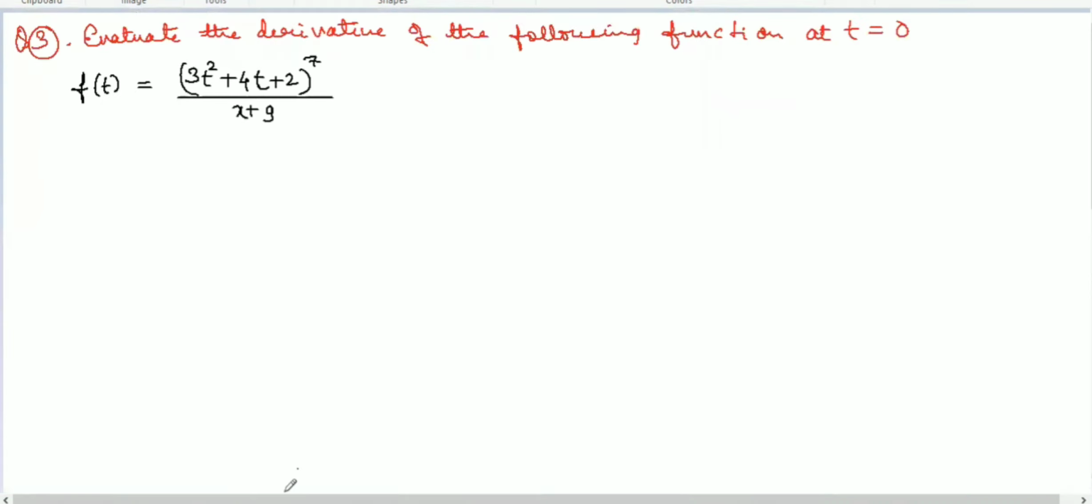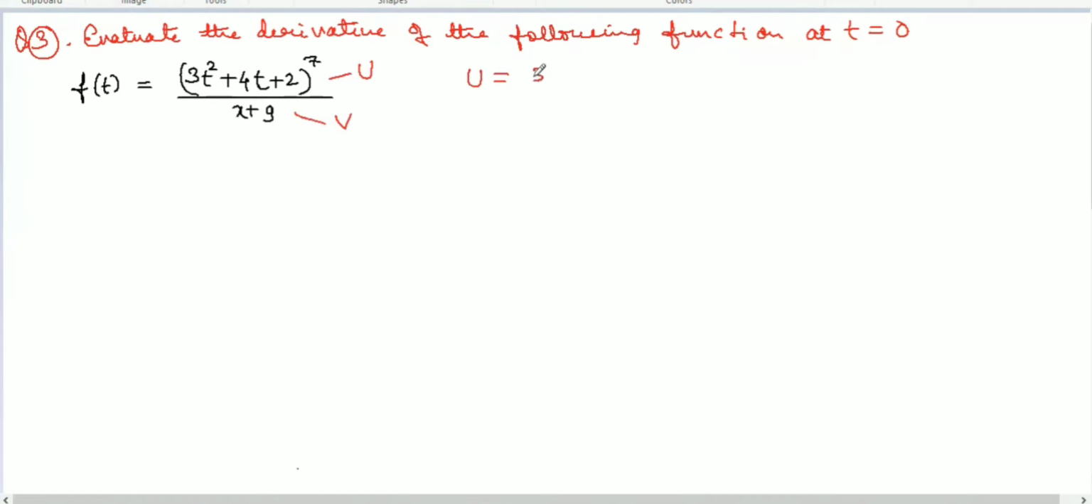Now let's take one more question based on quotient rule. So we have to evaluate the derivative of the following function at t equal to 0. Now your function is f of t. So we have to differentiate this function with respect to t. As quotient rule, we can take this u and this v. So write down what is u here.